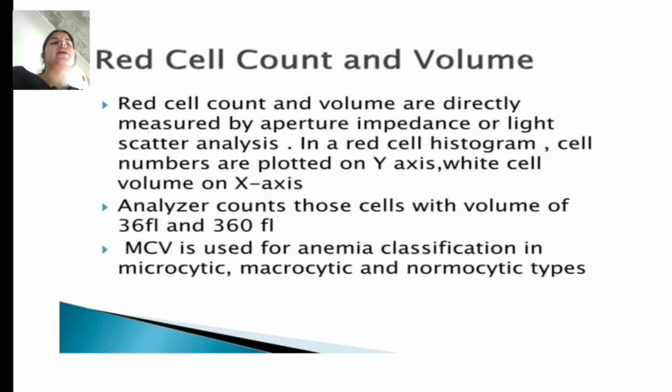Next is the red cell count and volume. Red cell count and volumes are directly measured by aperture impedance or light scatter analysis. In a red cell histogram, cell number is plotted on the y-axis, and red cell volume on the x-axis. The analyzer counts those cells with volume between 36 fL and 360 fL. MCV is used for anemia classification into microcytic, macrocytic and normocytic types.